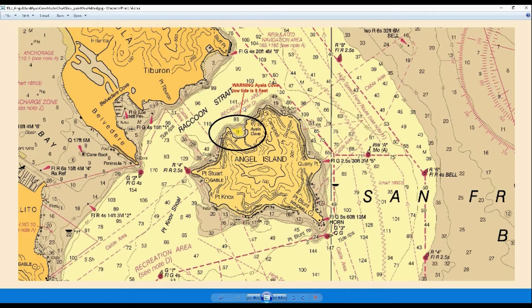The reason that I print these out and put them in a binder is in case your app fails, or you run out of power, or your GPS on your boat fails. You have a handy reference of the local conditions as far as the tides are concerned. And for the most part, most sailors get used to what the low tides are at Angel Island, but I like to have a printout in case something happens to me.